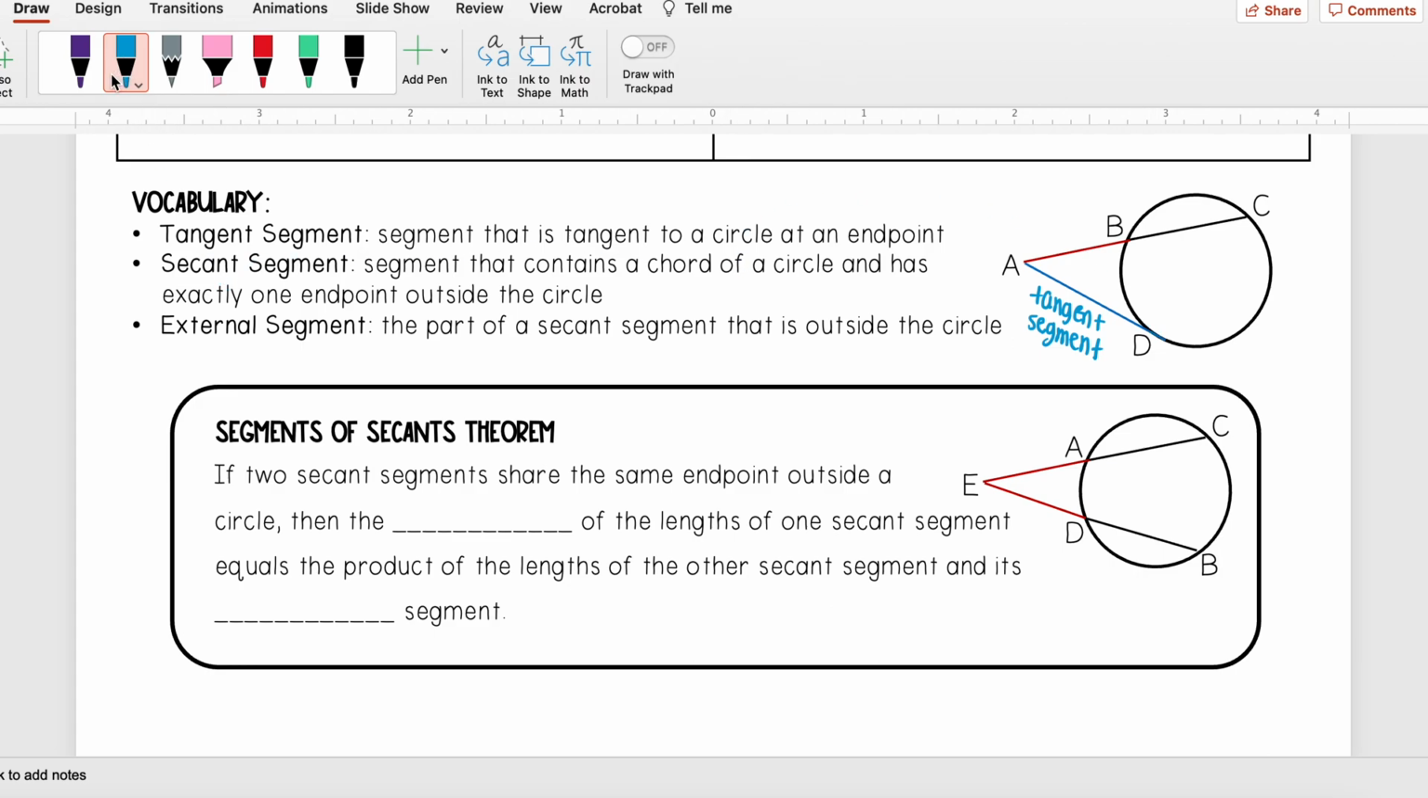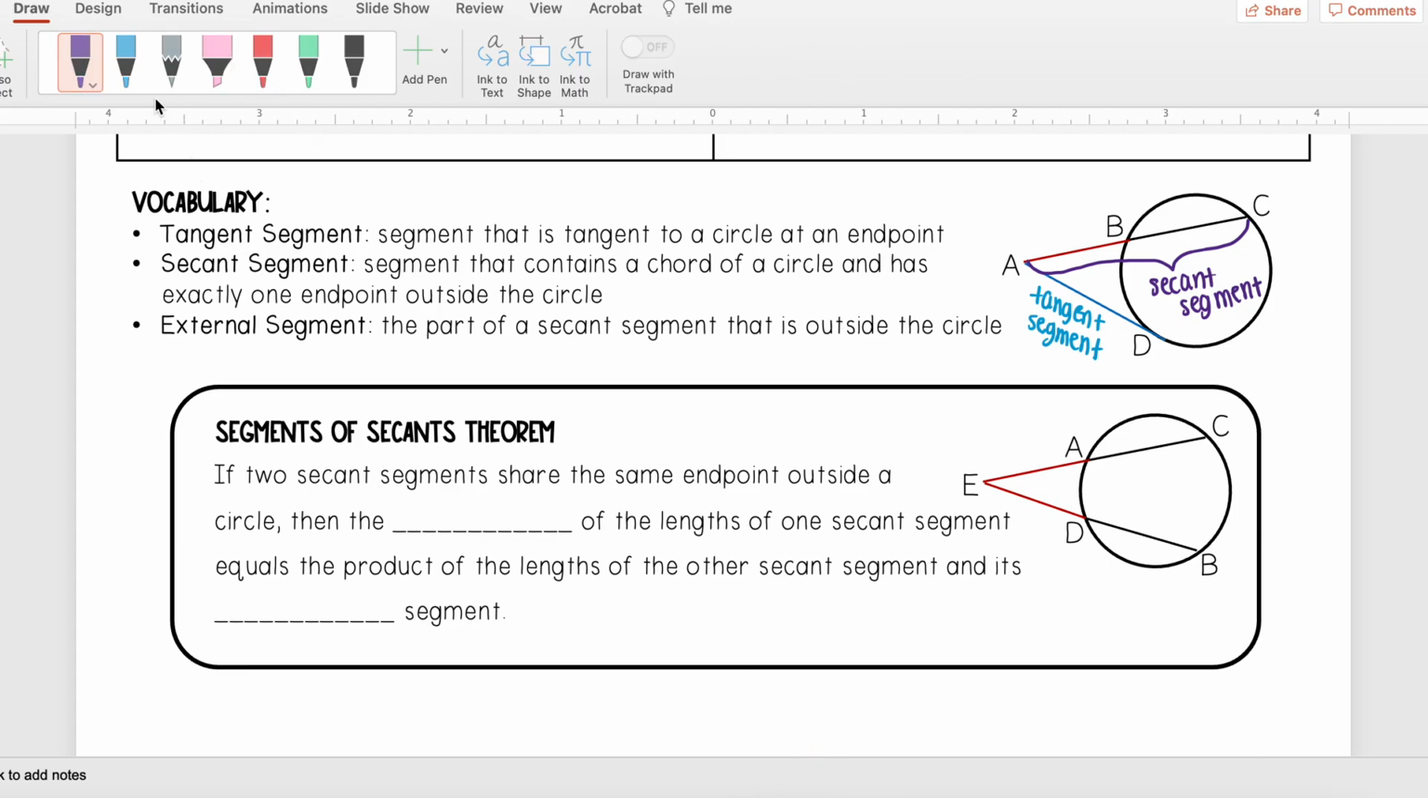Then I have something called the secant segment, and that is a segment that contains a chord of a circle and has exactly one endpoint outside the circle. So I want to see here that AC is a secant segment. And that is because this segment contains the chord BC. However, one of its endpoints, A, is outside the circle. So that's what makes this a secant segment.